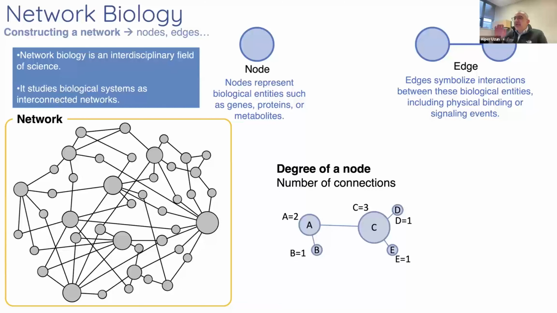But then I'm going to go very quick about this, because I'm going to keep talking about these over and over again. So, the degree of a node is basically the number of connections. In node A, the degree is 2 because it has 2 connections, and C has 3 connections, so the degree of C is 3.